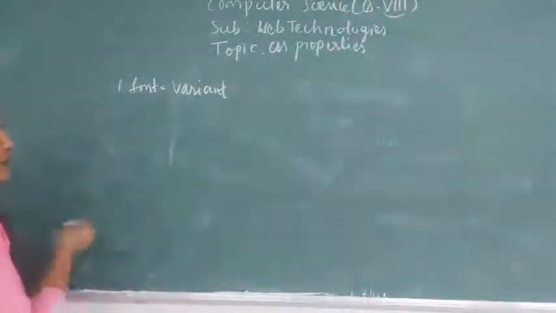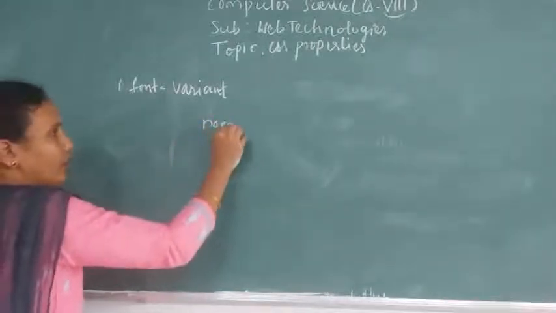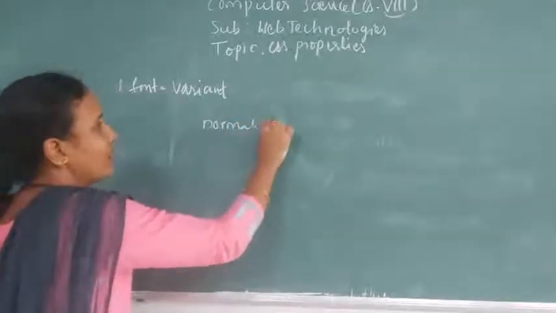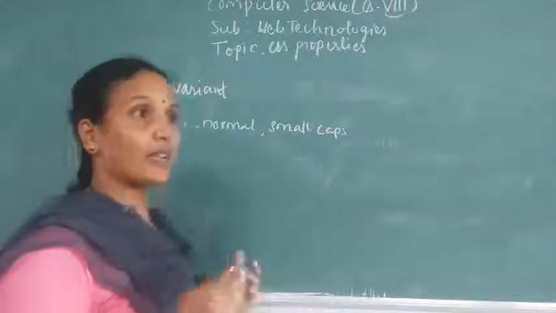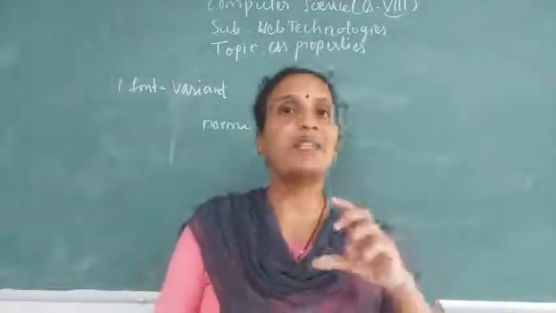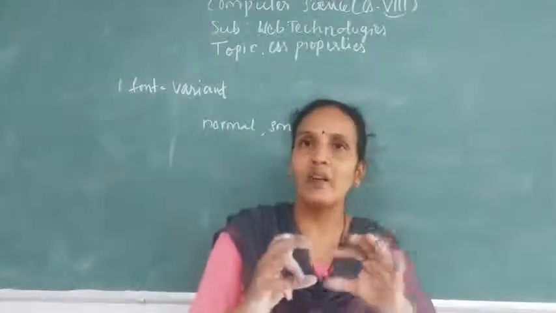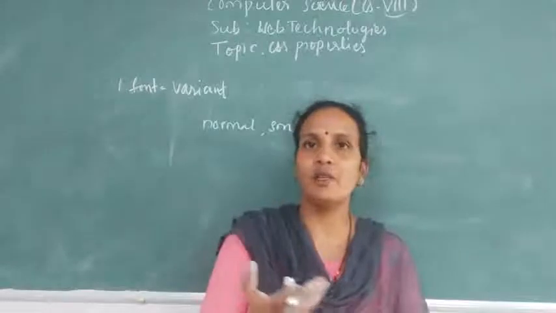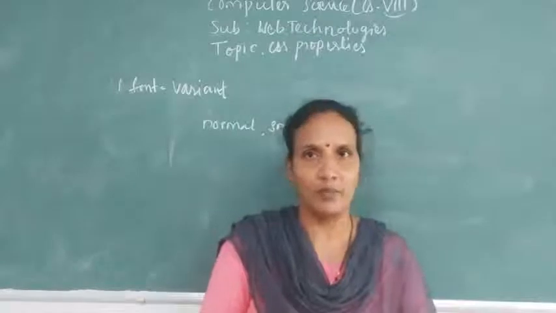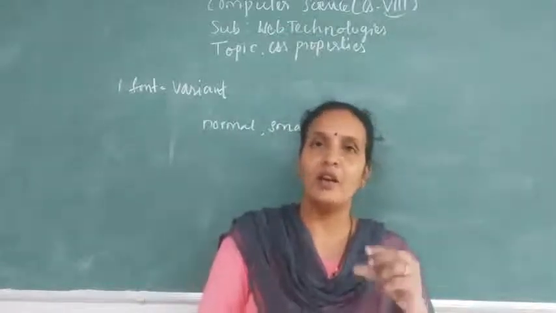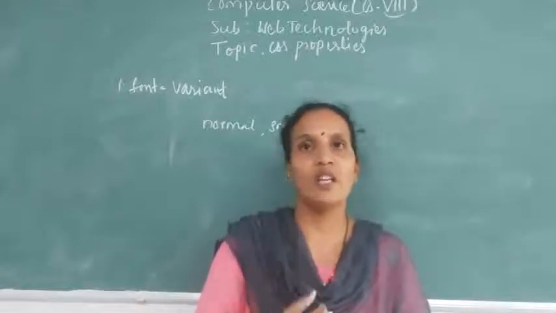And for the appearance of the text, here we have two values. One is normal, and the second one is small caps. It means whatever text is there will be displayed in capital letters only, but the height of the text will be smaller compared to the original text. Normal means whatever you get for the text before giving any property. But if you want to display the text with a size smaller than the original font, you can do that by using small caps.